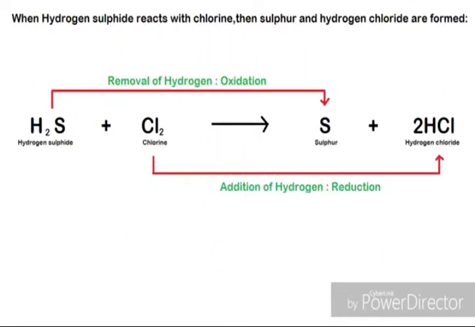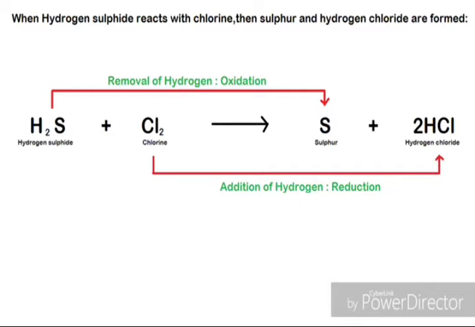Look at here. When hydrogen sulfide reacts with chlorine, then sulfur and hydrogen chloride are obtained. From hydrogen sulfide, what happens? Hydrogen is removed. You have already learned that the process of removal of hydrogen is called oxidation. So hydrogen sulfide undergoes oxidation. What happens to chlorine? Yes, chlorine has taken one hydrogen. So you have learned addition of hydrogen is reduction. Okay, so both oxidation and reduction have taken place in a single reaction. So this type of reaction is called redox reaction.